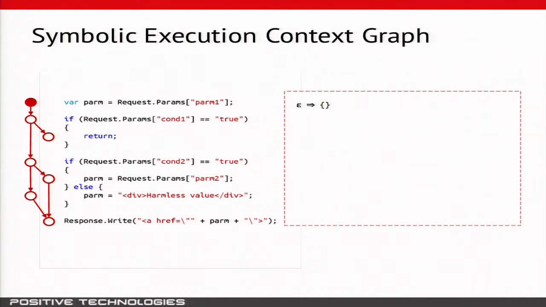So you write down parm1 from the HTTP query, then you check the parameter, the request, whatever. You can read it. After that, we check the con2 parameter. If yes, we assign and rewrite parm2, which we get from HTTP. And then if not, then we rewrite with a safe value. And then parm goes as an attribute.